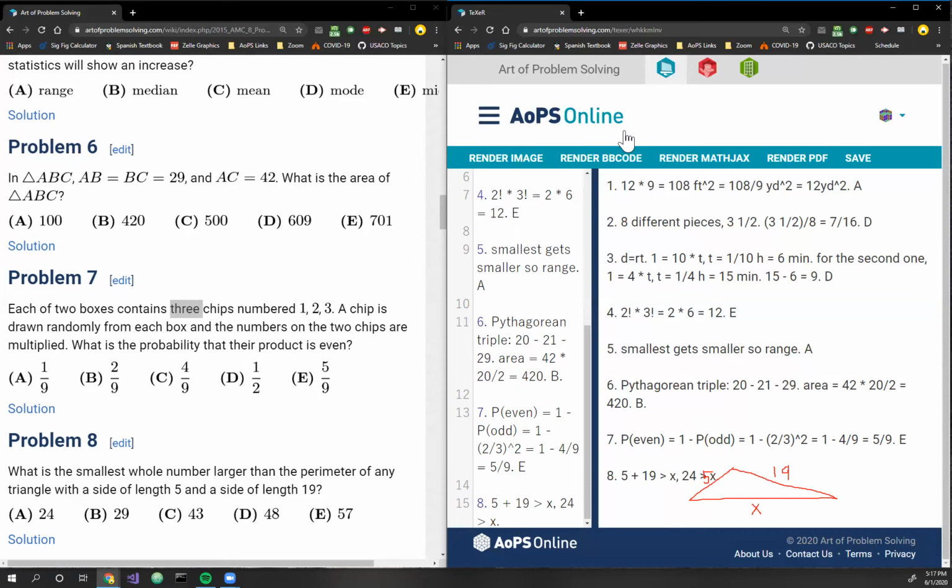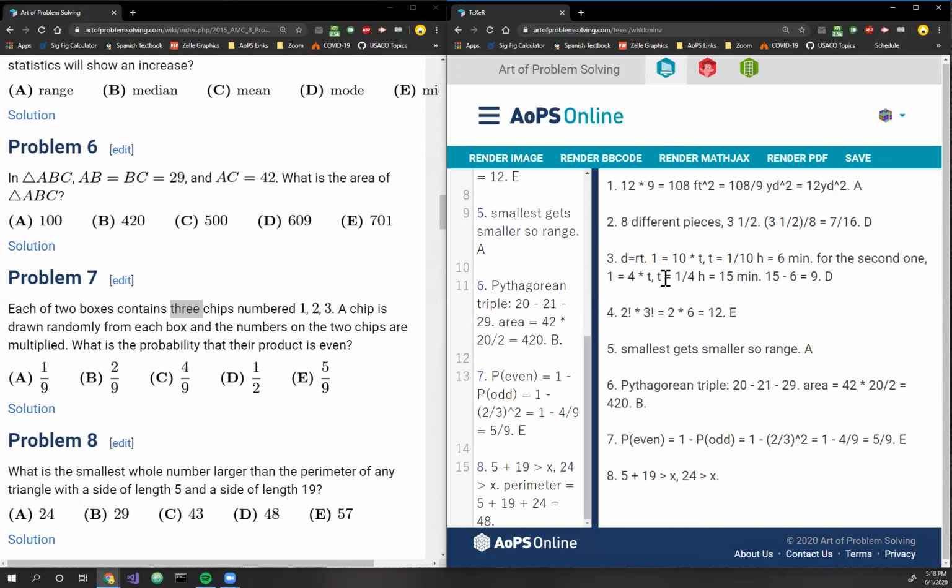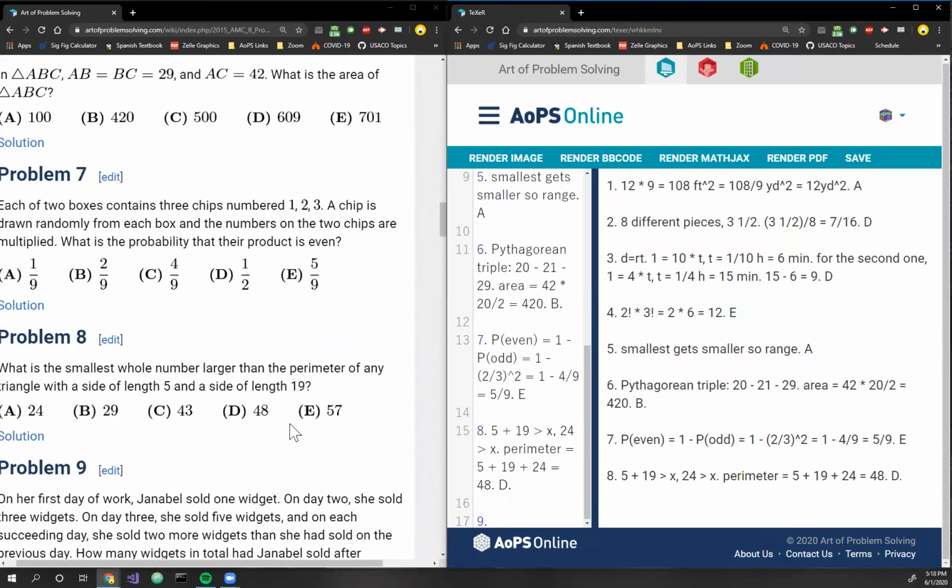So the maximum value of x is 24. And this means the maximum value of the perimeter is 5 plus 19 plus 24, which equals 48. And this is D. Notice that this is not achievable, because 24 can't actually be x. It's simply greater than all other values of x.